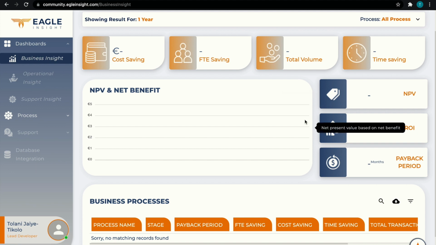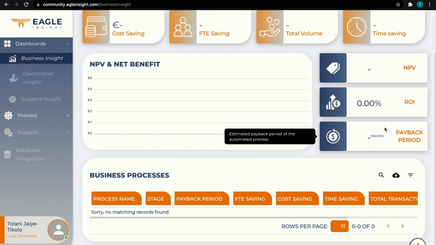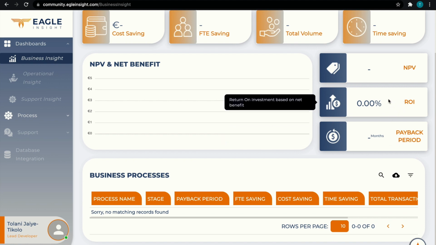The next one, as you can see here, is the net present value, and you have the net benefit. These are values that will be calculated based on some of the values we have provided for the processes. We also get the payback period and the ROI, and a much more detailed level of the business processes. If you look at the process name, stage, and payback period, it depends on how your process is laid out. Your process could be in the development phase or testing phase. What are you actually making? Are you losing money? Are you making money? That's what you need to know.